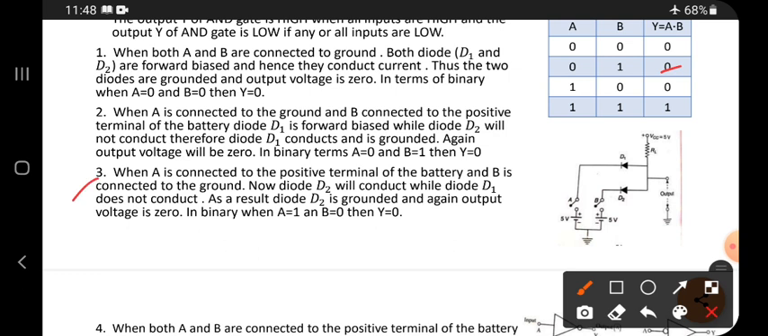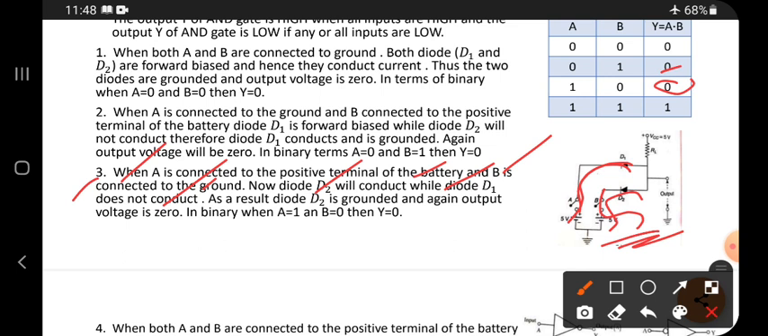Okay, next, the third point. When A is connected to the positive terminal of the battery and B is connected to the ground, now diode D2 will conduct while diode D1 doesn't conduct. D1 cannot conduct and D2 starts conducting.